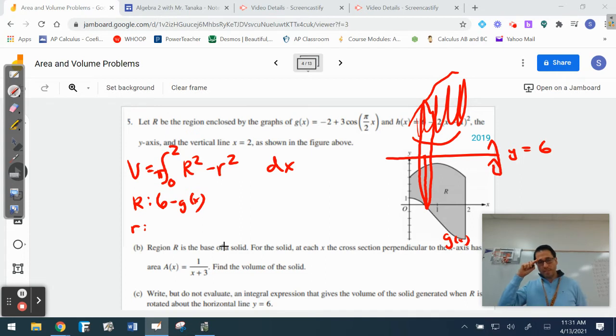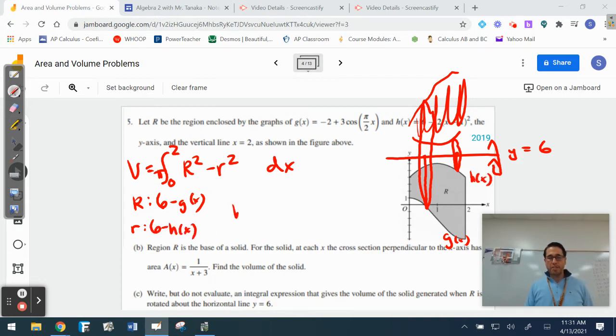Okay, and then what's the little guy? Well, the little guy, remember, goes inside to inside. It's going to be the hollow part, the washer part that you cut out. And once again, that's the diameter, so the radius would be from the line down to the curve. And remember, that was h of x, so it would be 6 minus h of x.